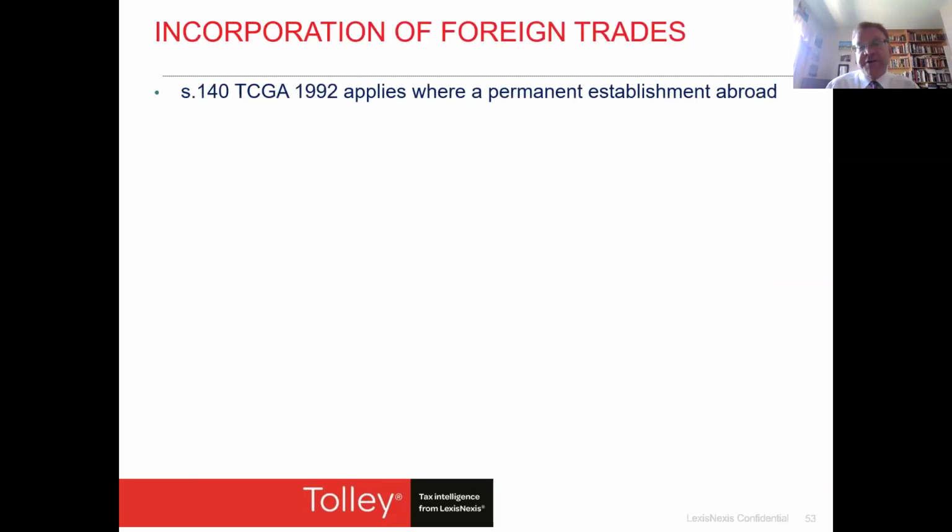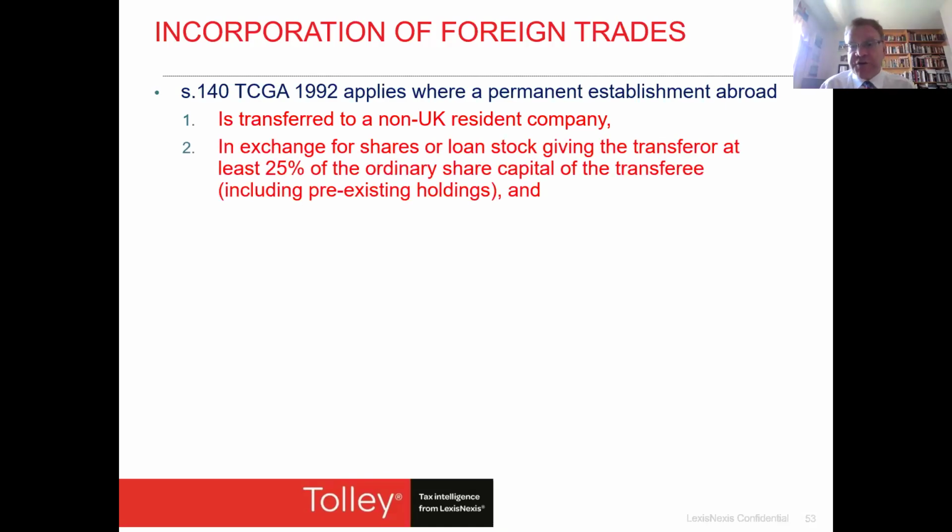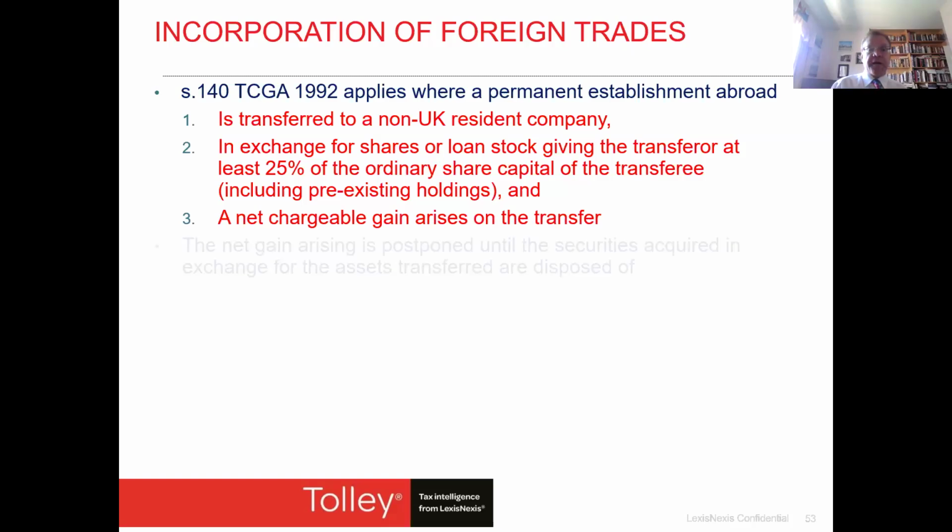So incorporation of foreign trade, section 140 of the Taxation of Chargeable Gains Act 1992 applies where there is a permanent establishment abroad, transferred to a non-UK resident company in exchange for shares or loan stock, giving the transferor at least 25% of the ordinary share capital of the transferee, including pre-existing holdings, and a net chargeable gain arises on the transfer.